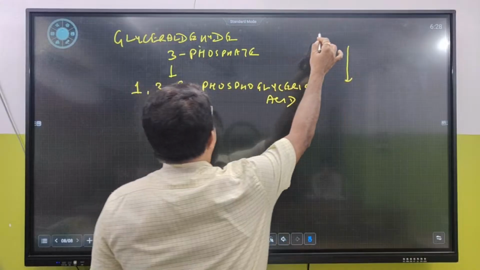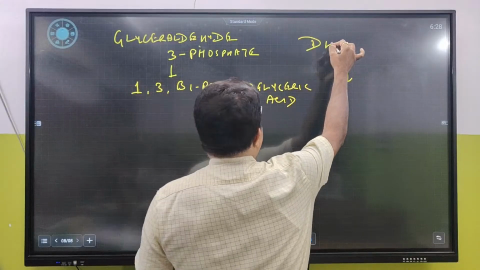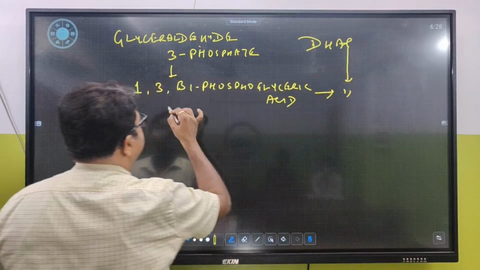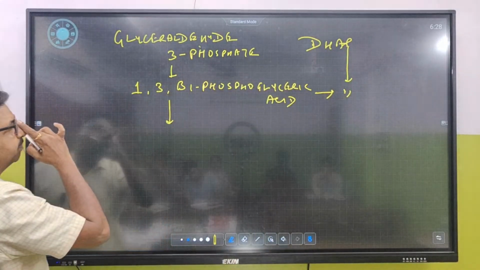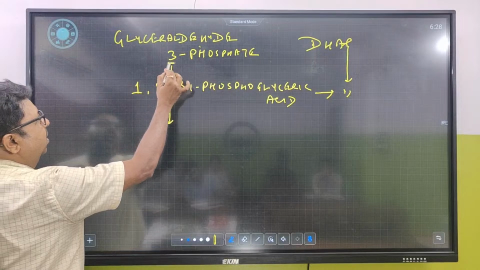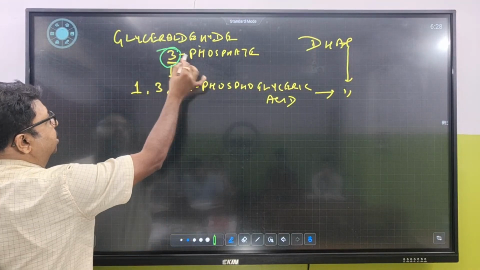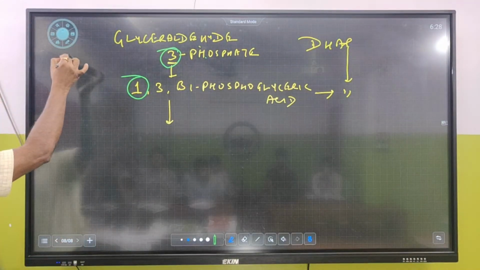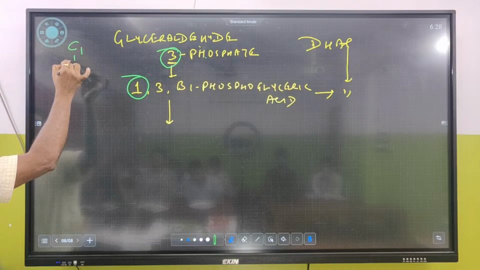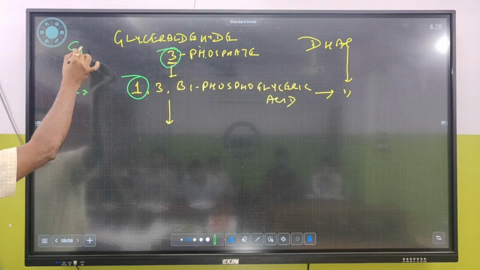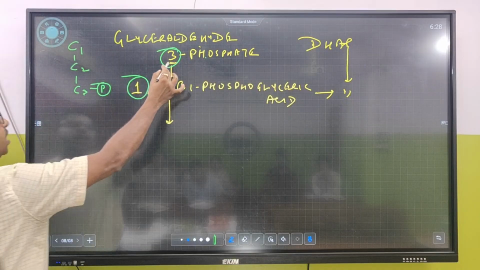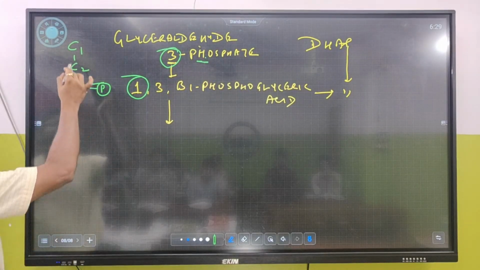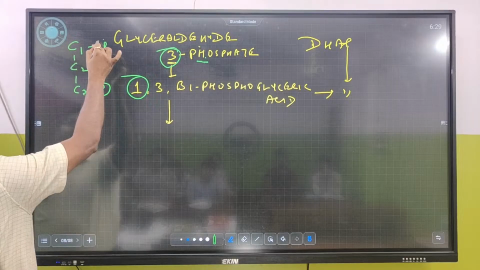And the same thing is produced over here also, from DHAP. From DHAP, the same thing is being produced. I'm not writing over here. So 1,3 biphosphoglyceric acid. Over here, only at the third position, phosphate was present. What has happened here? The 3 carbon, C1, C2, C3. The third carbon was having phosphate in glyceraldehyde. But over here, what has happened? Another phosphate has been added.